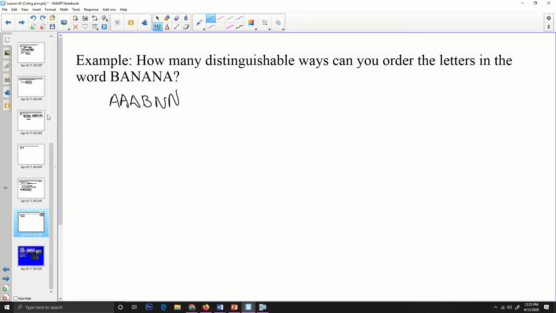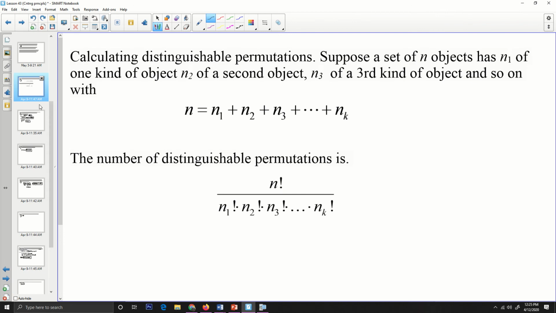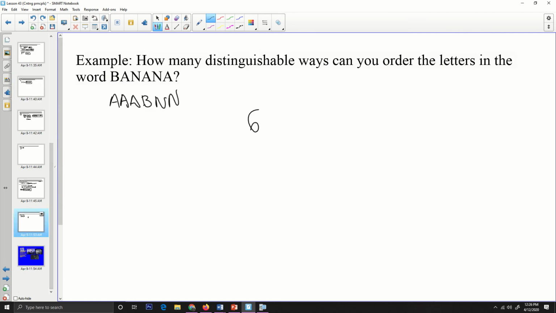So we go back to that little, it's not really a formula, but it gives us an idea. The number of total items is going to be 6 because there are 6 letters. And then I have 3 repeated A's and 2 repeated N's. So if I want to make that calculation, there are 6 factorial ways that I can order 6 elements. Since there are 3 A's and 2 N's, we're going to divide this by 3 factorial and 2 factorial.